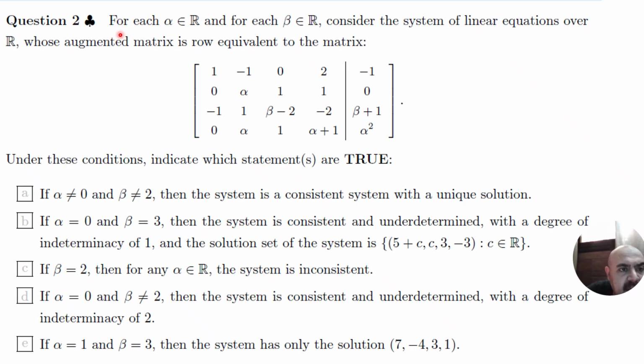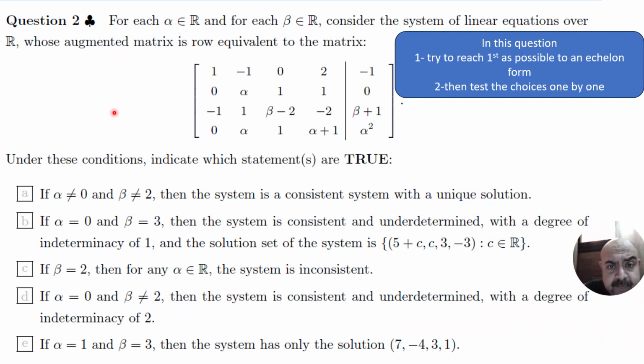So let's read it. He is giving you, for each alpha belonging to the real numbers and beta belonging to R, consider the system of linear equations over R whose augmented matrix is given in front of you. So the first thing to do in this question, try to reach as fast as you can an echelon form. Just give it a look. It will enhance your choices in an unbelievable way. Then test the choices one by one.